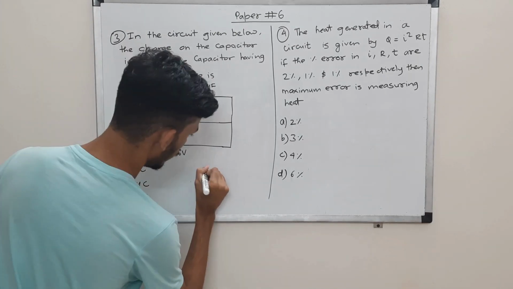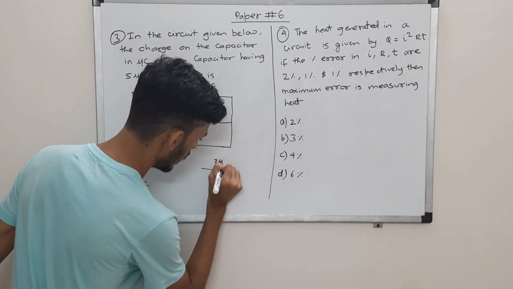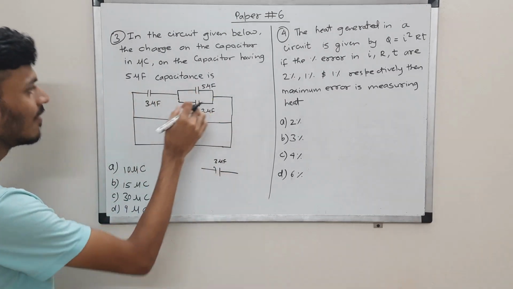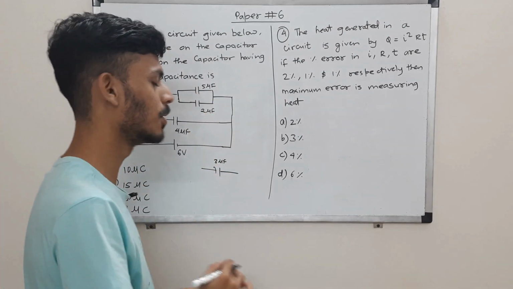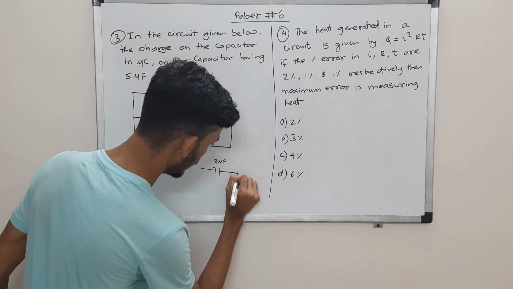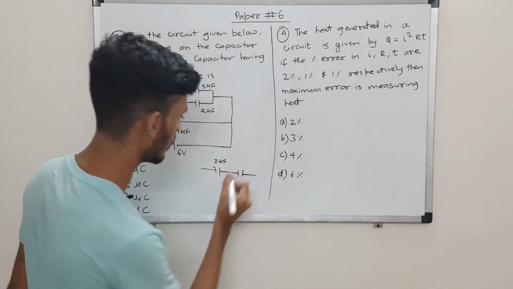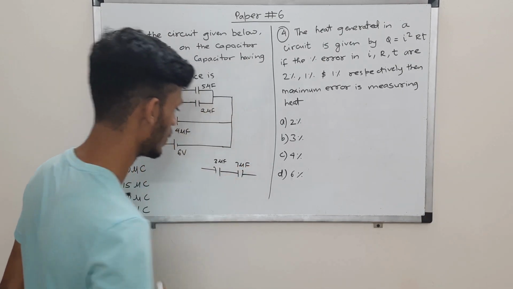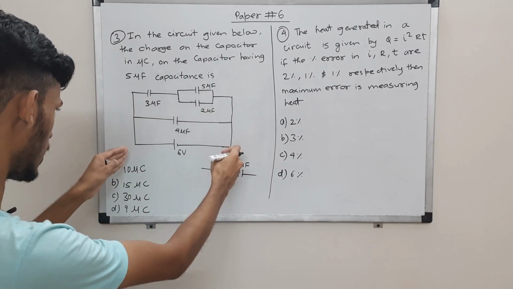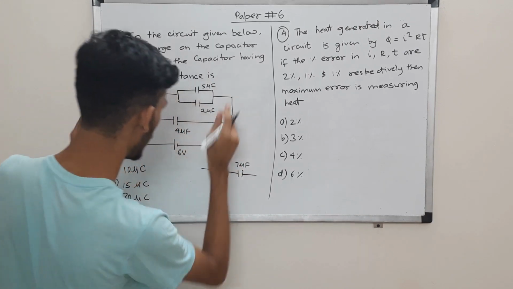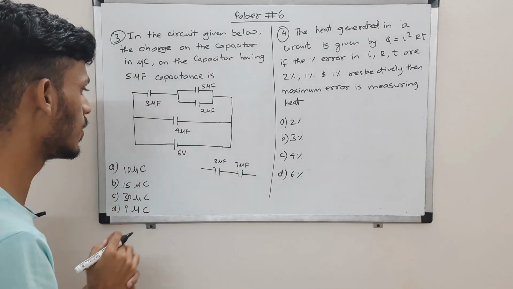So I can first imagine this will be 3 microfarad. Here we have 5 and 2 in parallel, right? So 5 and 2 in parallel makes it 7, right? In parallel you just add the capacitors. It's opposite to that of resistance, okay? So if you see, these two branches are attached in parallel to each other.